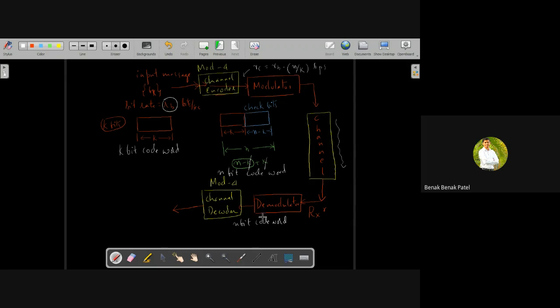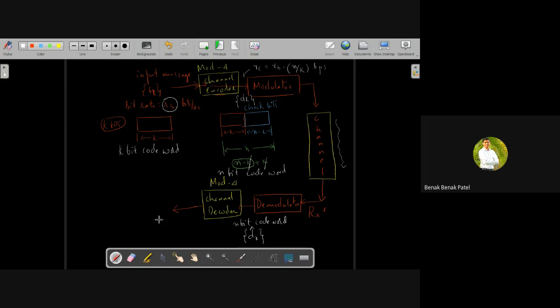So we'll indicate it by dk cap, because this is an estimation, not the exact copy. Here I can call it just dk, but here I'll call it dk cap because I am trying to estimate what has been received, and it need not match the dk that we had transmitted.